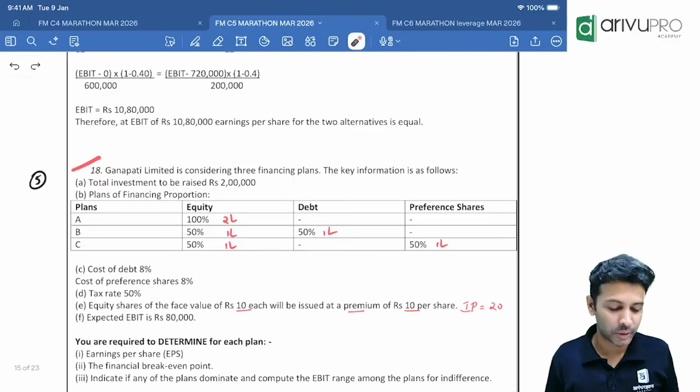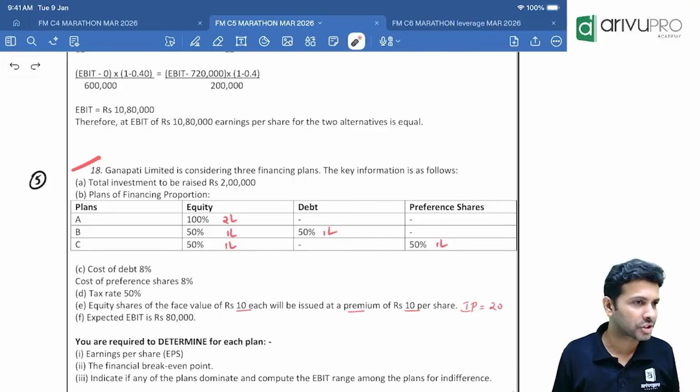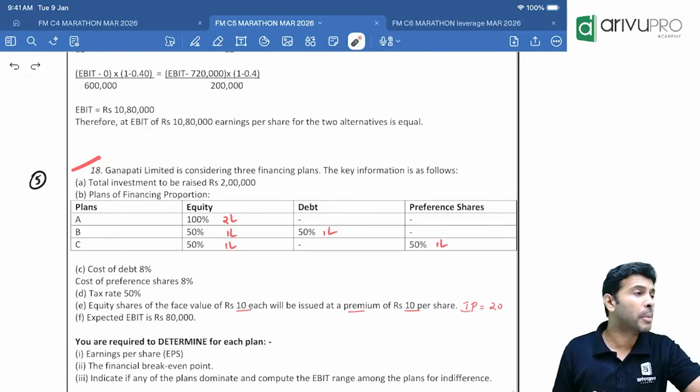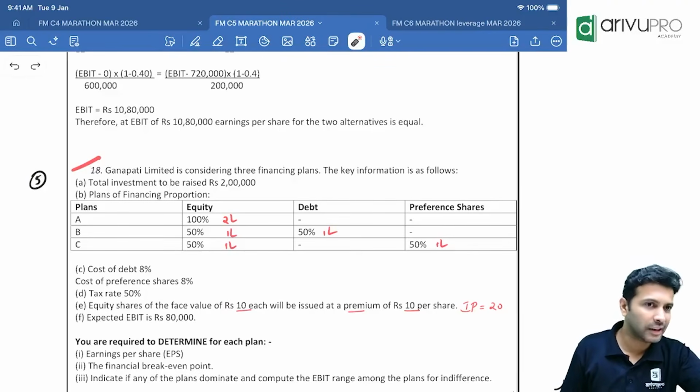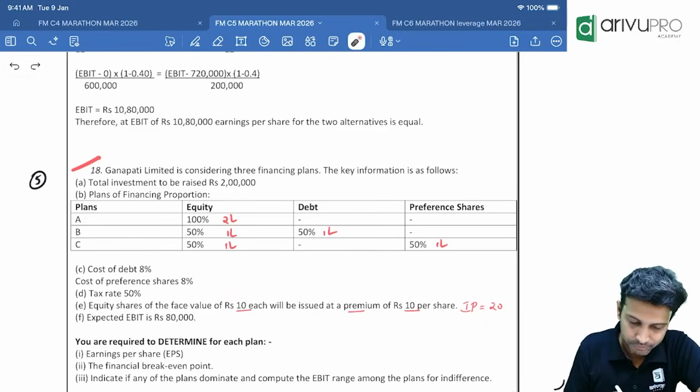Can we review question number 18? This is a straightforward question, nothing much over here. You remember financial break-even point and indifference point? Just a quick revision of this question. I'll read the data quickly. 5-10 minutes we'll run by.